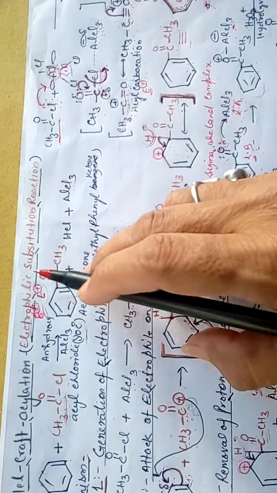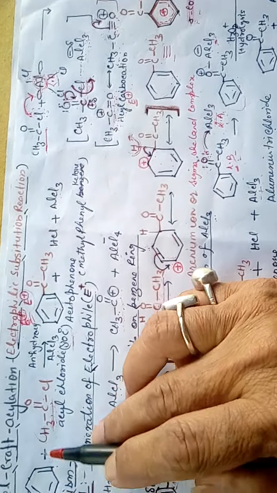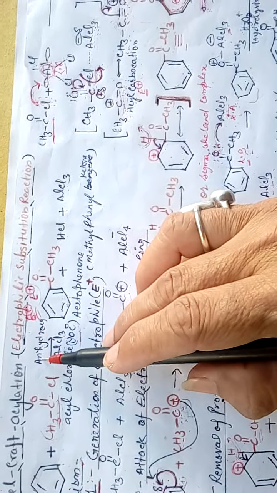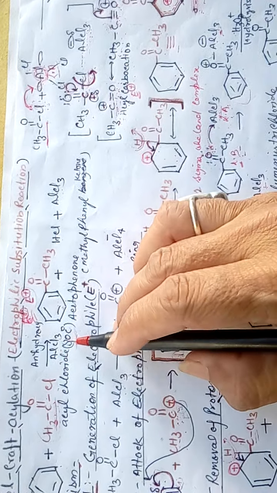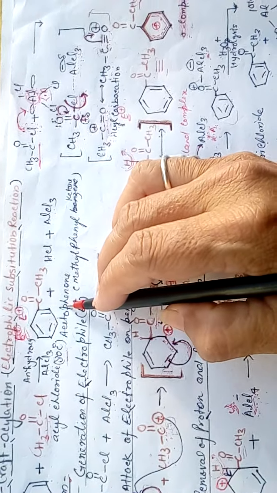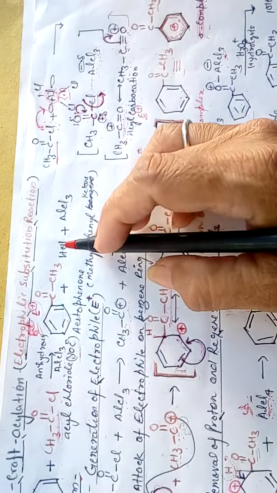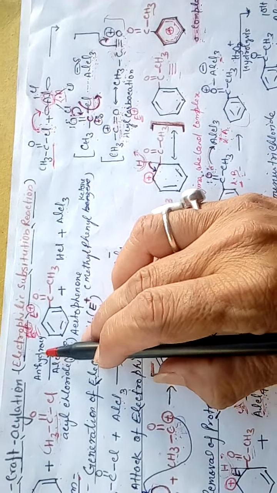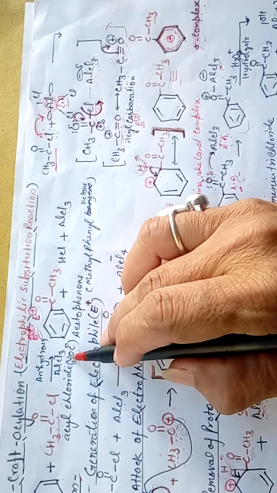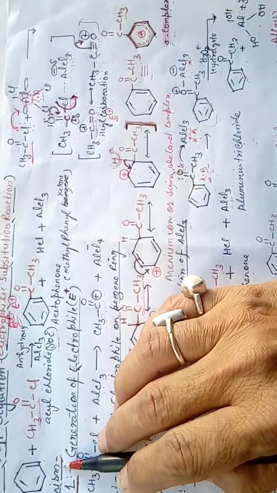When an electrophile substitutes on the benzene ring, here we take benzene and acyl chloride in presence of anhydrous aluminum trichloride at 80 degrees centigrade. It forms acetophenone and HCl and aluminum trichloride. Anhydrous aluminum trichloride means aluminum trichloride without water and moisture. How this reaction takes place, now let's see the mechanism.